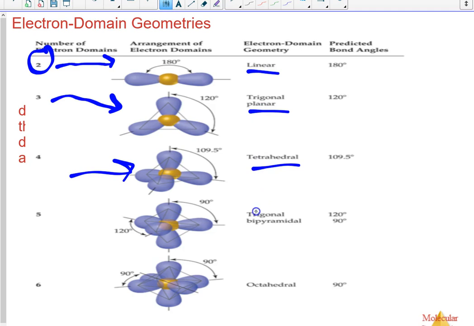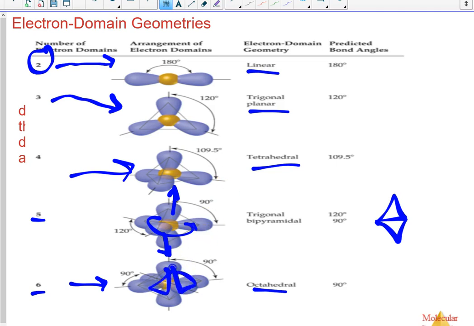All right? Then, if it's 5, we have 1 up, 1 down, and 3 around the middle. We call that trigonal bipyramidal. Trigonal means 3. Bipyramidal means you have 2 pyramids, essentially. One going up and one going down. And then 6 is a little bit confusing in the name, in my opinion. It's this structure, and it's called octahedral. And oct means 8, right? And it does make sense because there are 8 faces to this structure, even though there's only 6 atoms. Yes, Island.